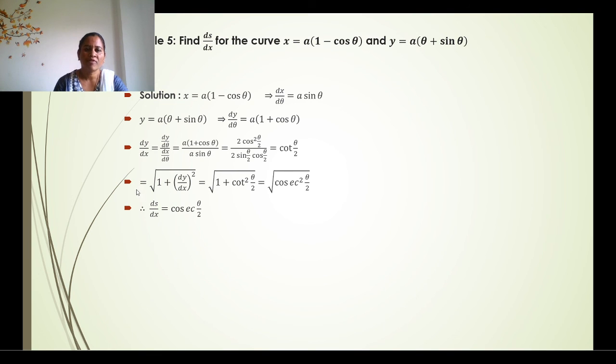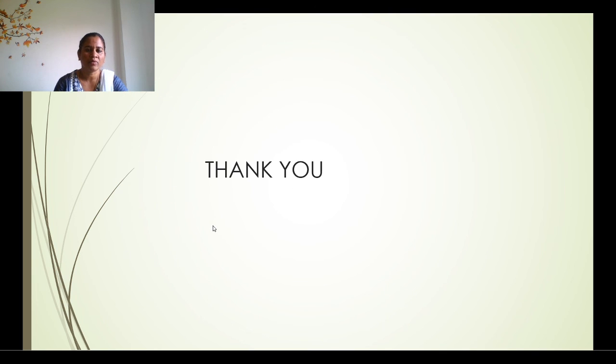So then the formula is ds by dx is equal to root of 1 plus dy by dx whole square. dy by dx is cot square theta by 2. 1 plus cot square theta by 2 is cosecant square theta by 2. Remove square root and square, we get cosecant theta by 2.